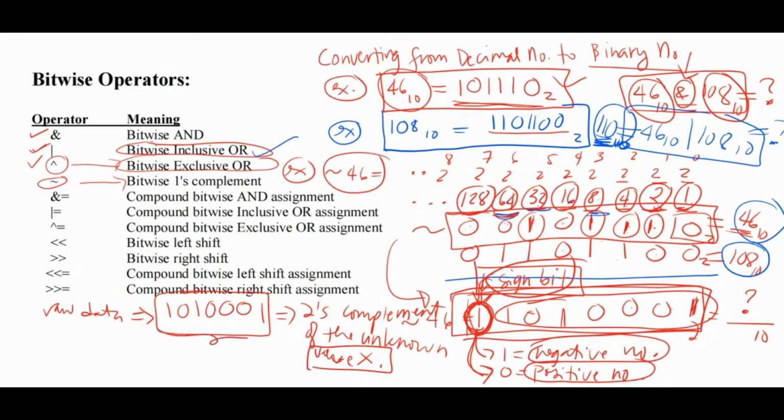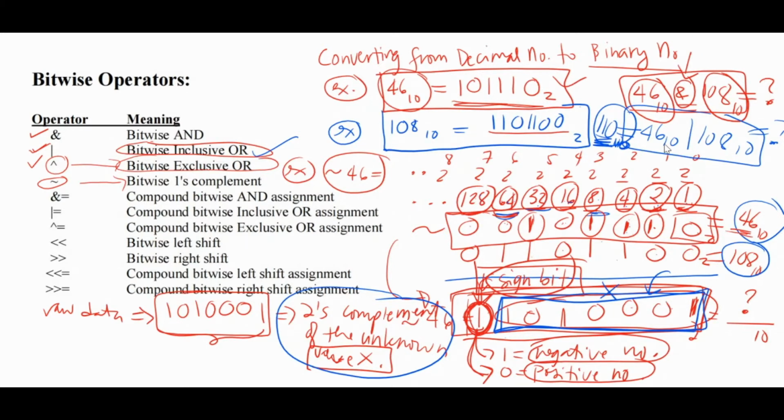And this part here, in the binary data, is not yet the x. Instead, this is the 2's complement of x. And what we're trying to find is x, not the 2's complement. So how are you going to get the value of x given the 2's complement of x?